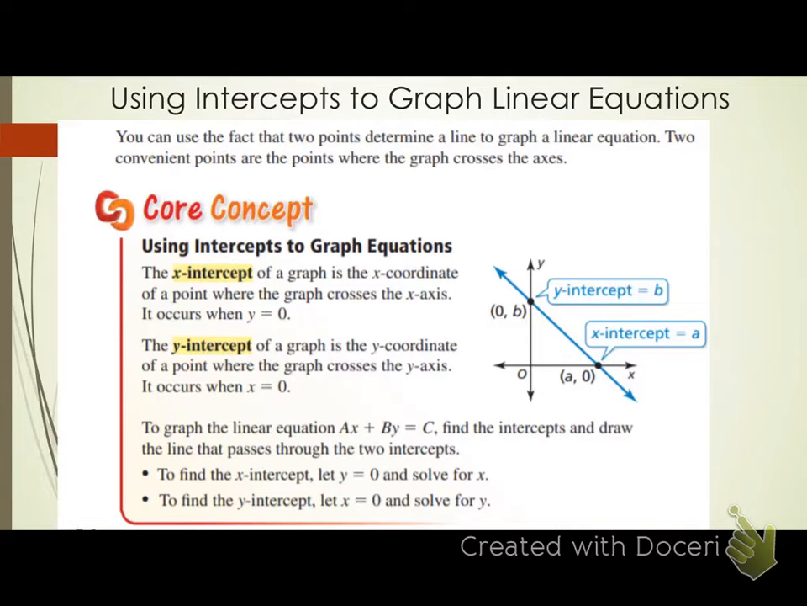The x-intercept of a graph is the x-coordinate of a point where the graph crosses the x-axis. It occurs when y equals 0. I need you to write this down. The x-intercept occurs when y equals 0. Write that down.